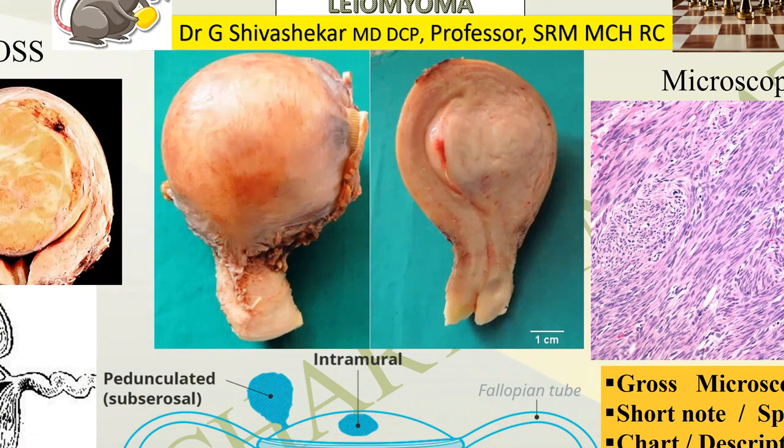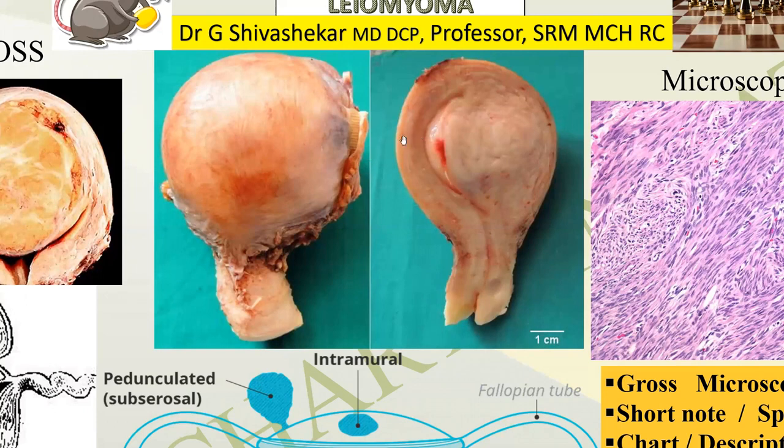And always we will have to see a cut surface. When I go to a cut surface over here, I'm finding some large tumor, which is displacing the uterine cavity. Normally, this uterine cavity is something like a triangle, but here it is compressed and pushed to one side. And incidentally, I'm able to see a solid pinkish white tumor which has got a whorled appearance.